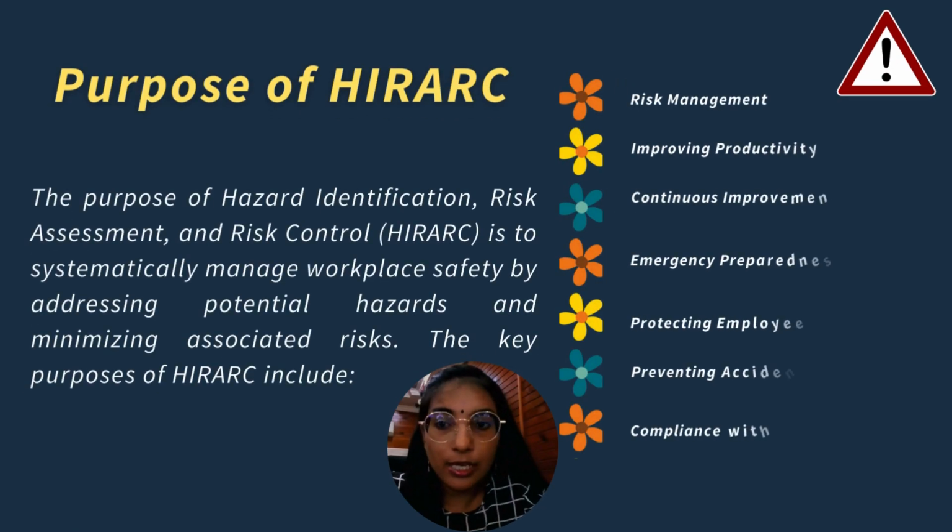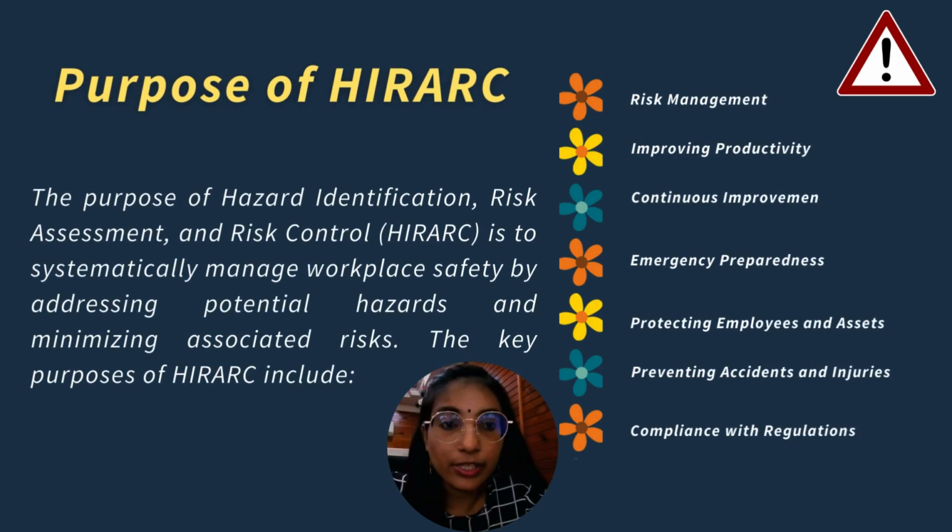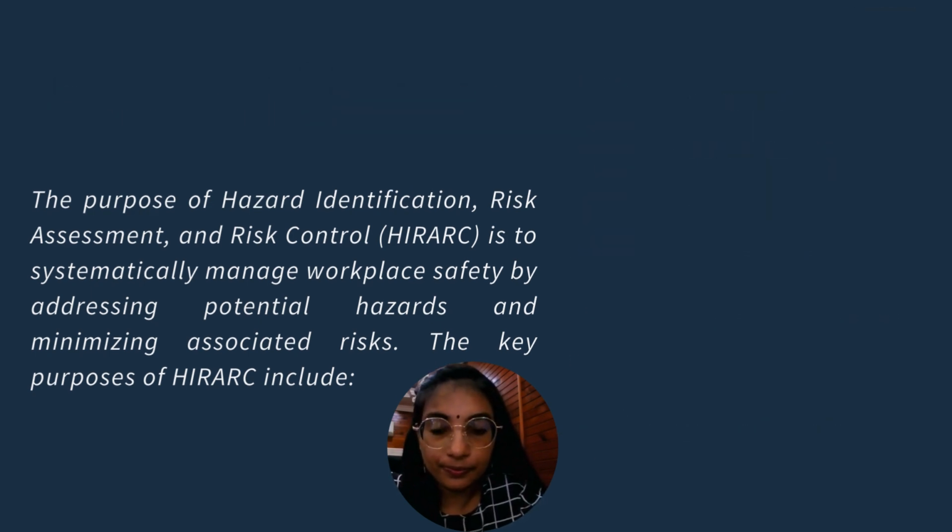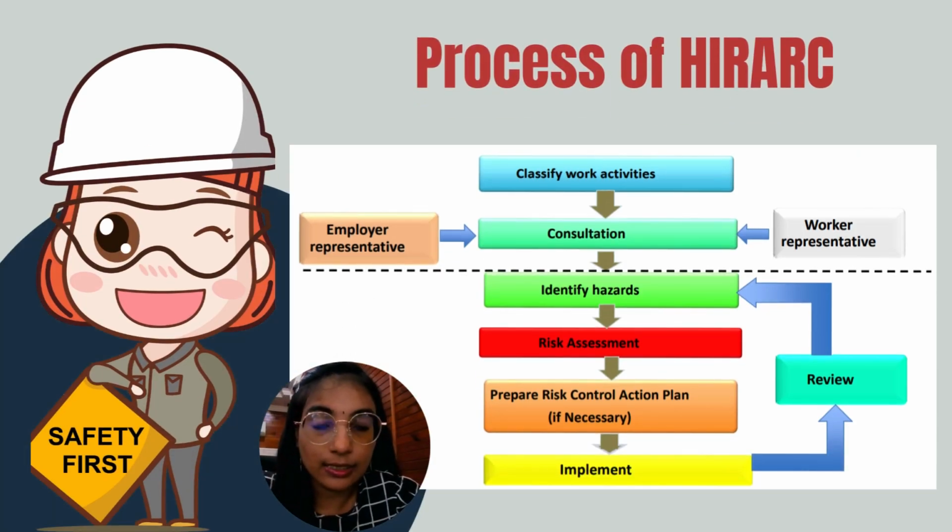Okay, the purpose of HIRARC. The purpose of hazard identification, risk assessment, and risk control is to systematically manage workplace safety by addressing potential hazards and minimizing associated risk. The key purposes of HIRARC include improving risk management, improving productivity, continuous improvement, emergency preparedness, protecting employees and assets, preventing accidents and injuries, and compliance with regulation. Next, this is the flowchart of the process of HIRARC.